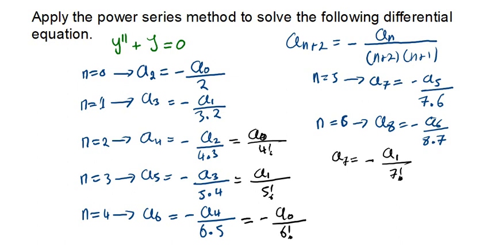Then what about your a sub 8? You have your a sub 8 equal to your a sub 6. What's your a sub 6? It is a initial, and it's going to be positive because you have your negative times that negative, so that's going to be a initial divided by 6 factorial, but 6 factorial by 8 by 7 is just 8 factorial, like that.